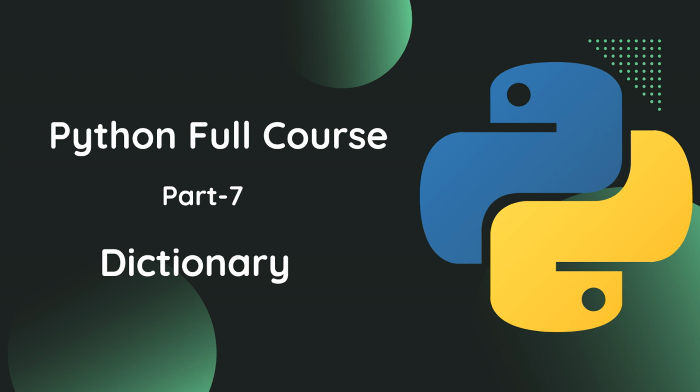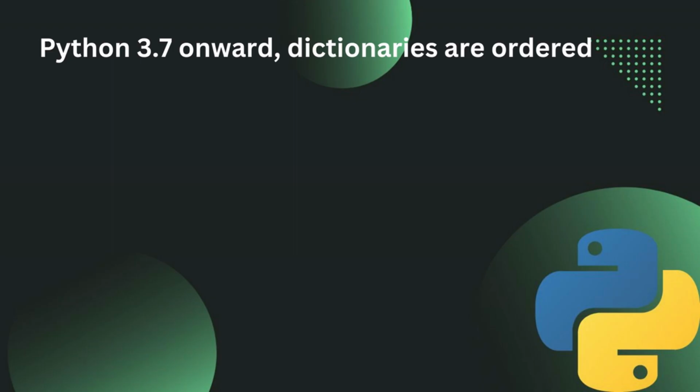In this video, we will be focusing on dictionaries and some common functions provided by Python for dictionary manipulation. So let's get started. Here are some of the characteristics of a Python dictionary. The very first one is that dictionaries are ordered from Python 3.7 onwards.